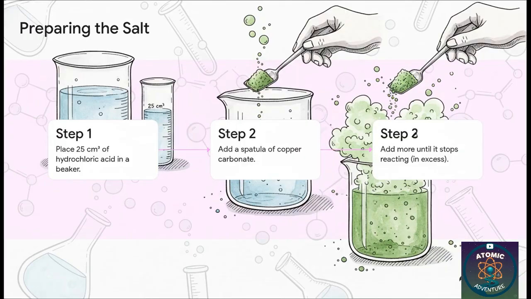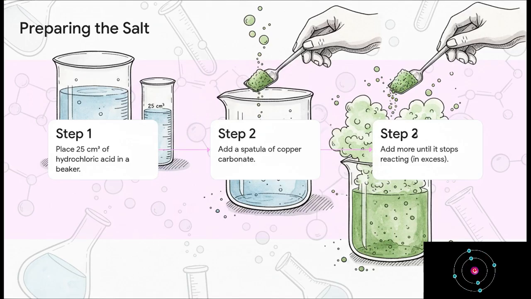So let's walk through the steps. First, we measure out our acid. Then, we start adding the solid copper carbonate. You'll see fizzing straight away. That's our carbon dioxide gas being made. We just keep adding more of the powder until the fizzing stops. That's our signal that all the acid has been completely used up.